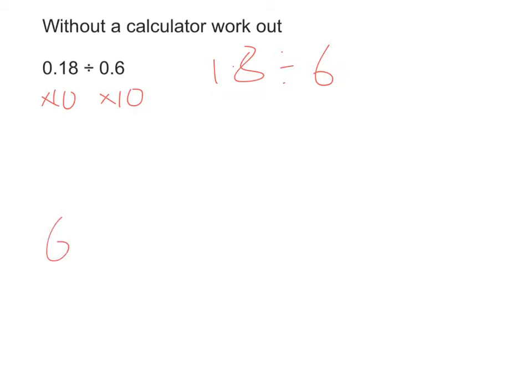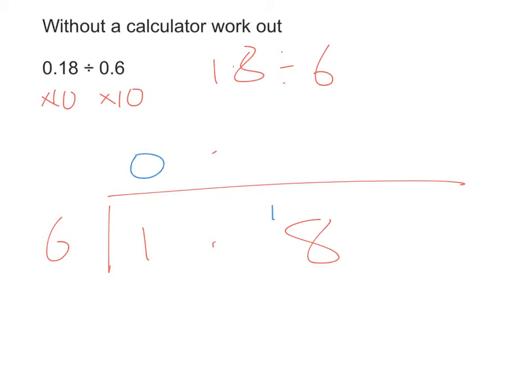Again, I'm going to use the bus stop method. Look, how many 6s are in 1.8? If you remember with decimal division, the decimal always lines up. So how many 6s are in 1? Well, that's none, so we have a remainder of 1. How many 6s are in 18? Well, that's 3 with no remainder. So as you can see at the top there, my answer is 0.3.